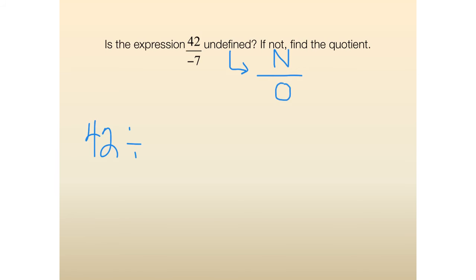42 divided by negative 7. A positive divided by a negative is negative. 42 divided by 7 is 6. So we get the quotient negative 6.